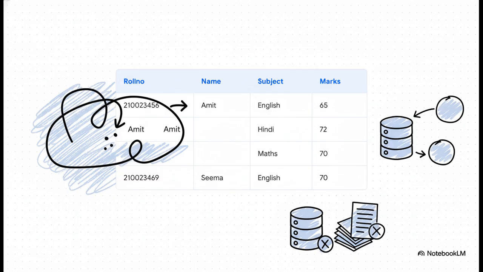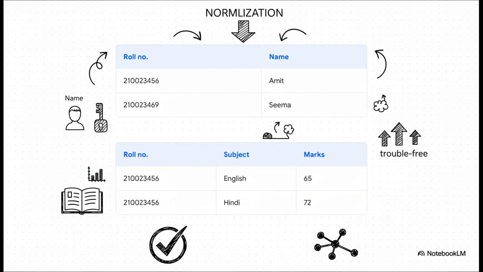Imagine you need to update his name. You'd have to find and change it in every single spot. It's a recipe for disaster. But check this out. After normalization, we split it up. Now we've got two neat little tables. One just links the student's ID to their name, the other links that same ID to their subjects and marks. See? No more repeating Amit over and over again.